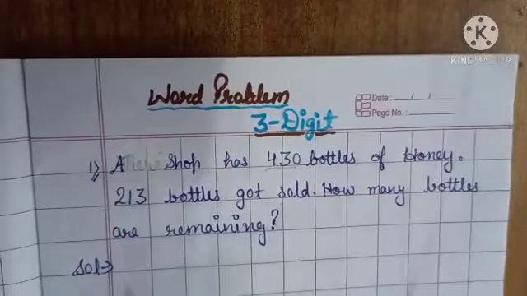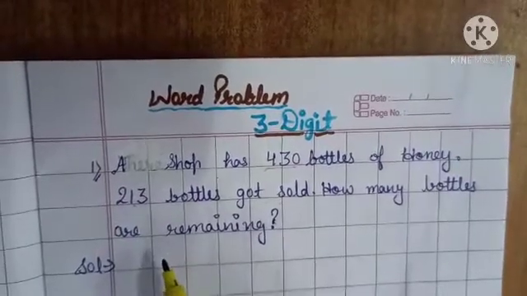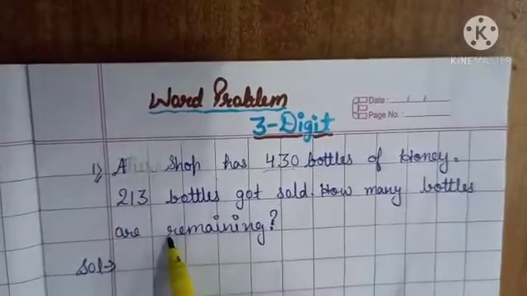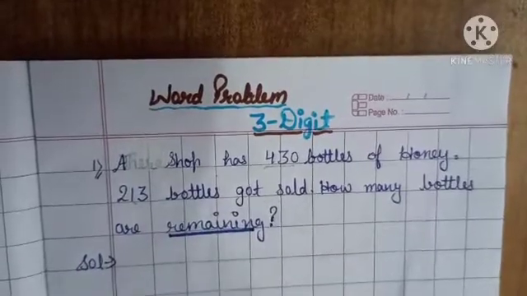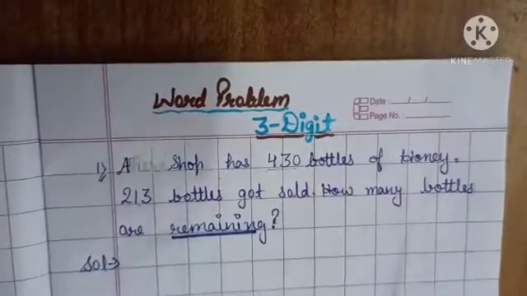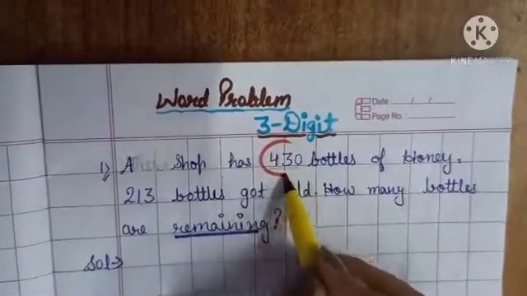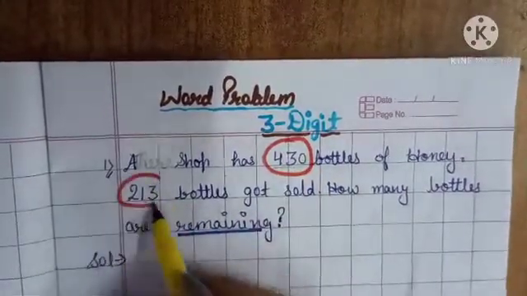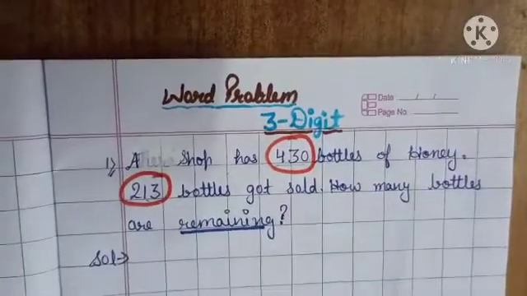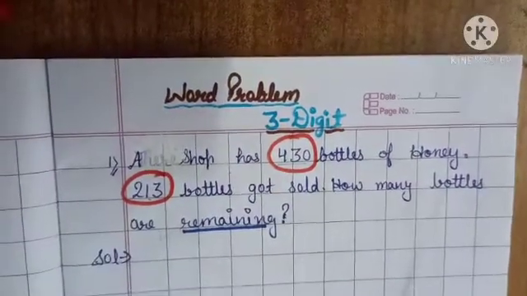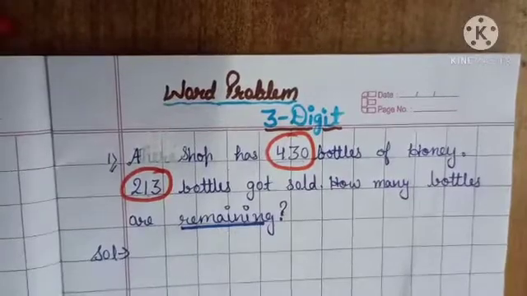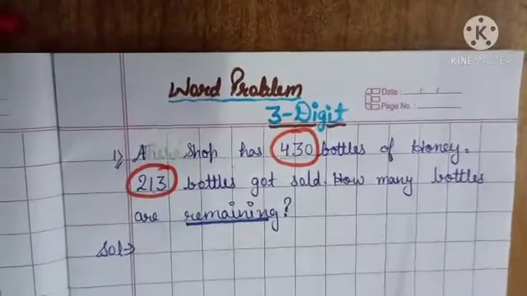In the next step, we need to underline the keyword. So here the keyword is remaining, and next we need to circle the numbers, 430 and 213. Now we need to make a statement with the help of these numbers.